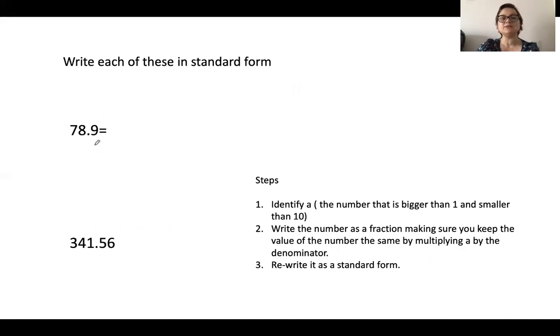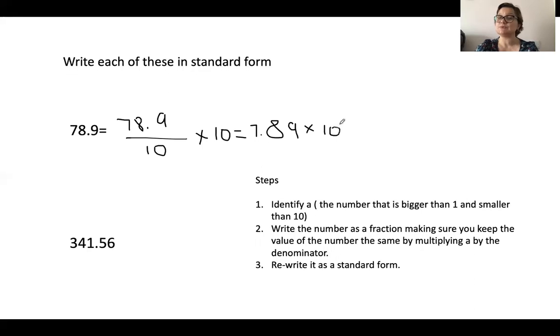Next one, we have 78.9. We need the 7.89. So we divide the whole number by 10. So we have 78.9 divided by 10, times the 10, equals 78.9 divided by 10 is going to be 7.89, and then times 10 to the power of 1, because this is what the standard form says. We need the indices, 7.89 times 10 to the power of 1.